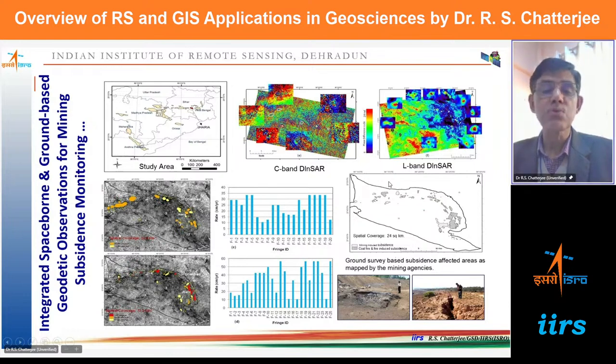So now we have compared these two maps and we found that many are overlapping, but there are many areas we have identified that are not mapped by them. Why? Because they are interested only in the mining area where they are mining at this moment. But our picture is showing you the totality. Wherever there is some kind of subsidence happening, we have made complete information of that.